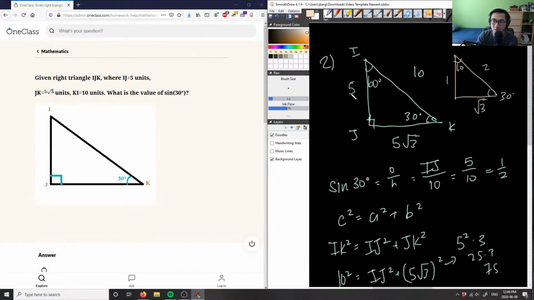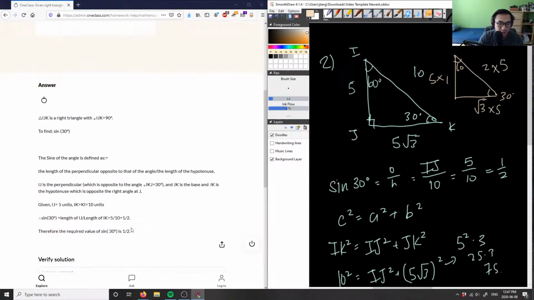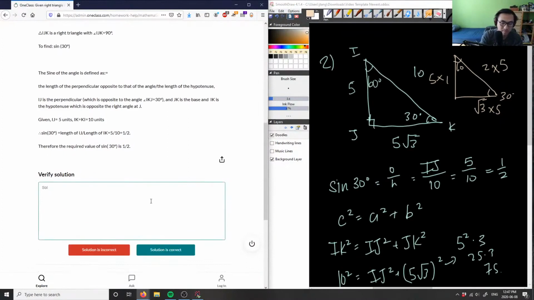And as you can see, if you look at the proportions here, this triangle is simply multiplied by 5. So 2 times 5 is 10, 1 times 5 is 5, and root 3 times 5 is simply 5 root 3. So you can actually visualize this triangle and use special triangles to figure the solution out. Or if you didn't recognize that, we can simply use Pythagorean to solve for the opposite side and then plug in what we know. So this solution here is correct. 1/2 is our correct solution. So sine 30 equals 1/2.